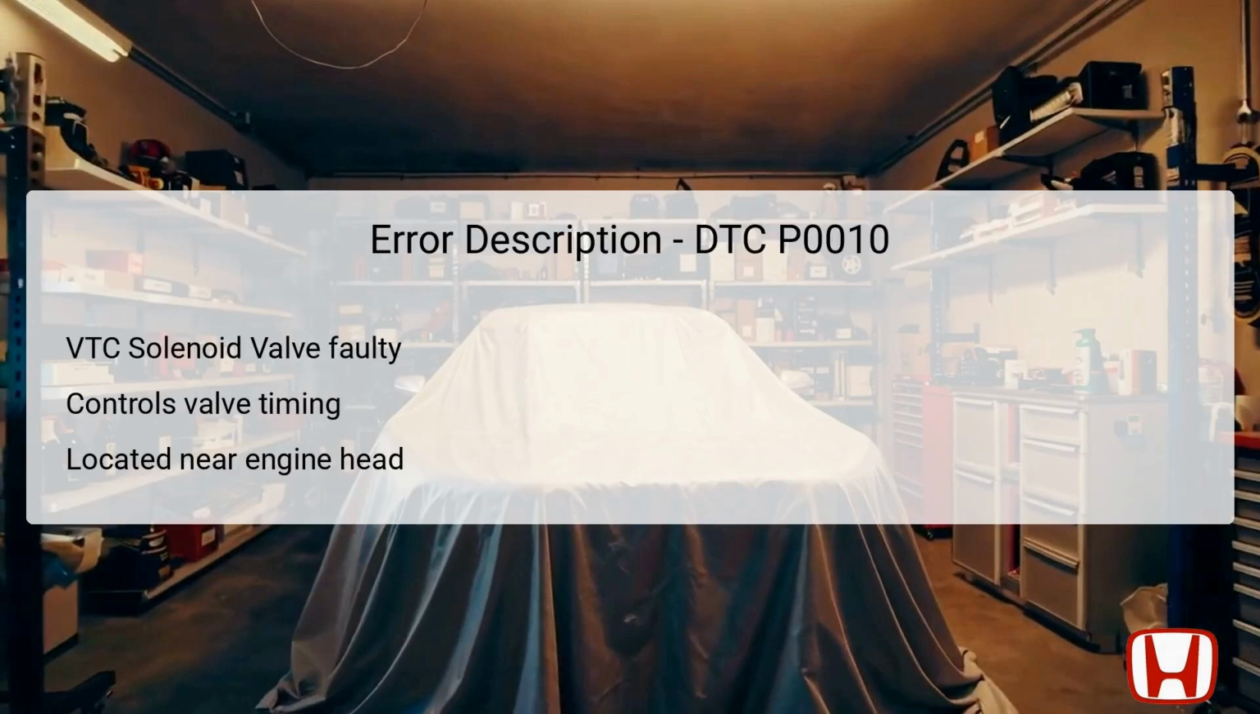The VTC oil control solenoid valve is responsible for controlling the timing of the opening and closing of the engine's valves. This valve manages oil flow to the VTC mechanism, allowing for precise adjustments in valve timing. Located near the engine cylinder head, it is subject to wear and tear and can malfunction due to various environmental factors or electrical issues. The oil flow through this valve is critical for optimal engine performance, emission control, and fuel efficiency.